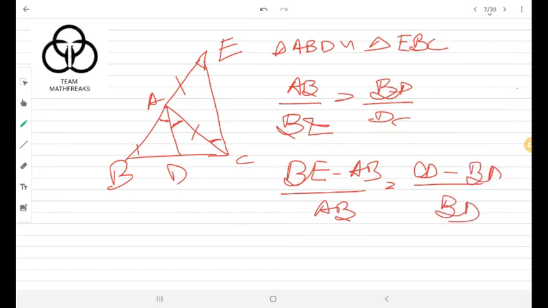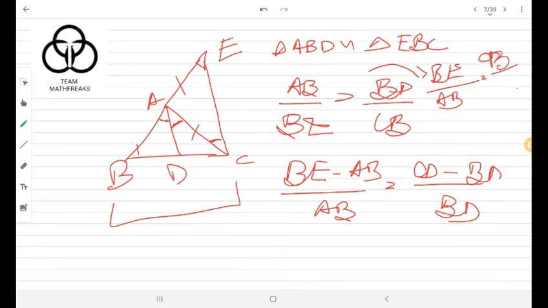How does this step come? If we just subtract, this can be written as BE over AB equals, not CD, CB, it should be CB, this side, CB, this can be written as CB over BD. I hope you are understanding.